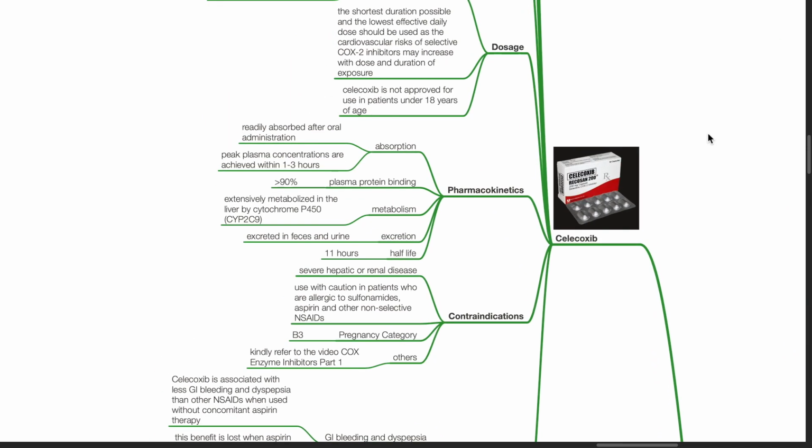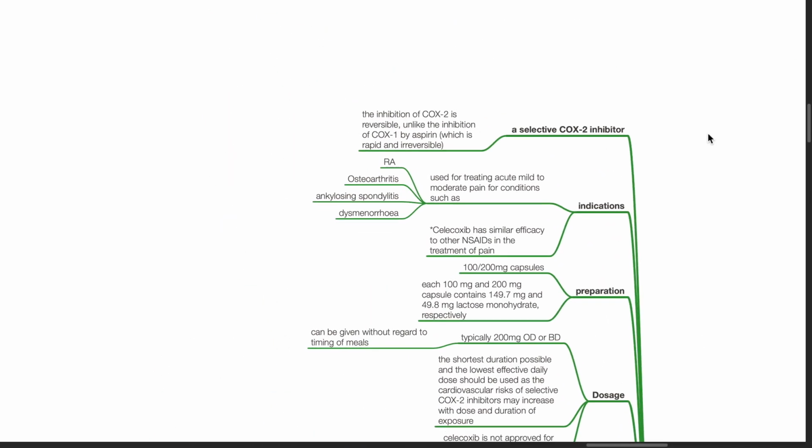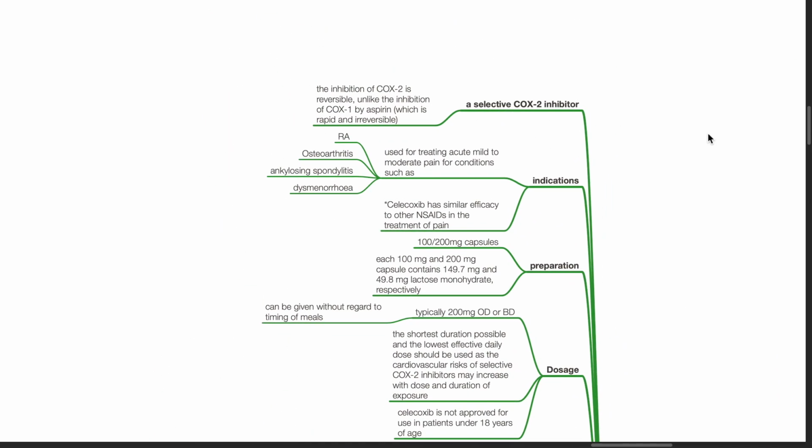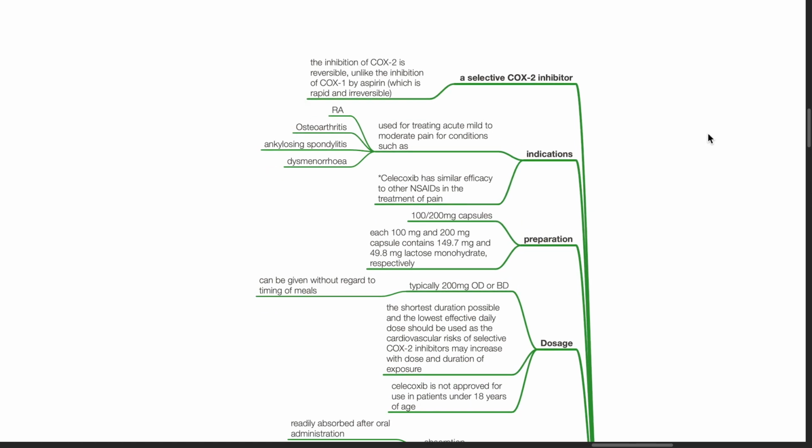Celecoxib. Celecoxib is a selective COX-2 inhibitor. The inhibition of COX-2 is reversible, unlike the inhibition of COX-1 by aspirin, which is irreversible. Indications for celecoxib include treating acute mild to moderate pain for conditions such as rheumatoid arthritis, osteoarthritis, ankylosing spondylitis, and dysmenorrhea. Celecoxib has similar efficacy to other NSAIDs in the treatment of pain.